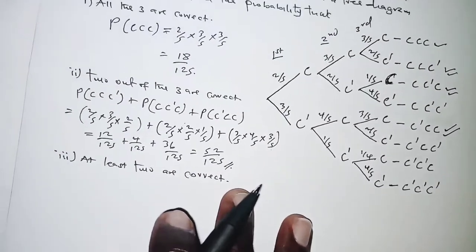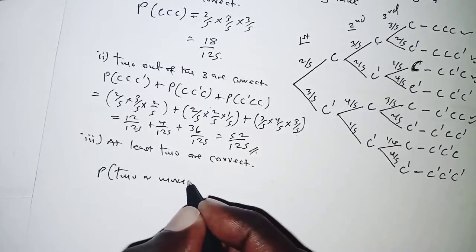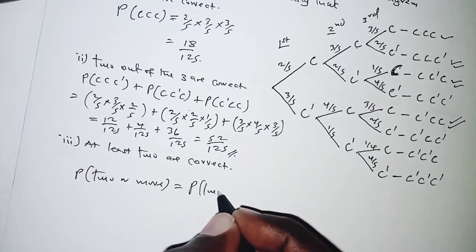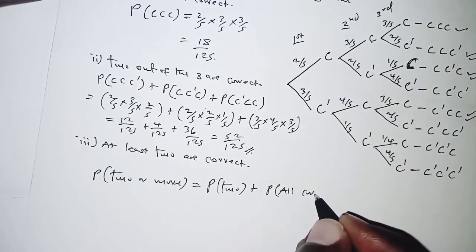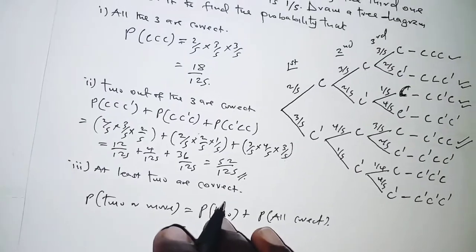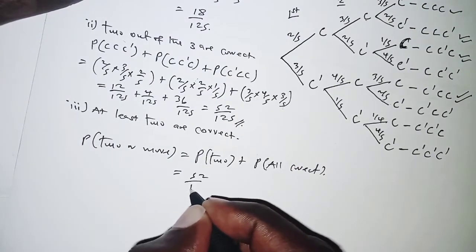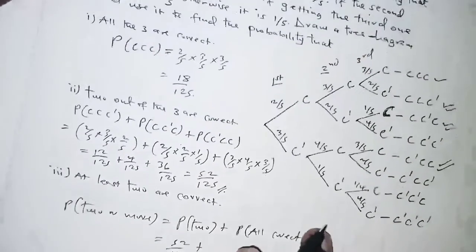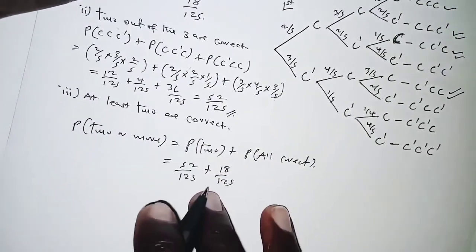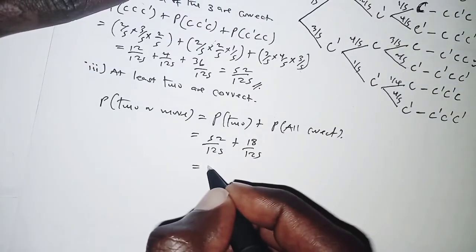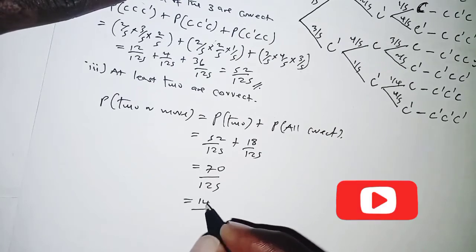Finally, at least 2 are correct. That simply means the probability of 2 or more being correct, so that is the probability of 2 being correct plus the probability of all correct. So the probability that only 2 are correct we already have, for part 2, which we found to be 52 over 125, and the probability that all of them are correct, we also worked out right up here. So we have 18 over 125, and when we add this, we should get 70 over 125, and that simplifies to 14 over 25.